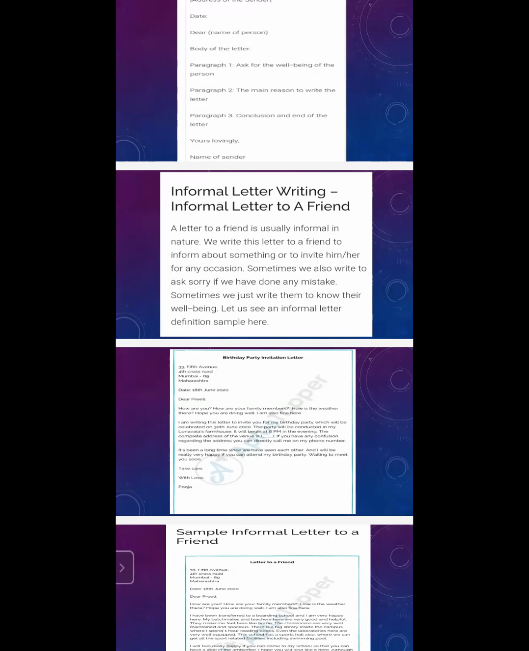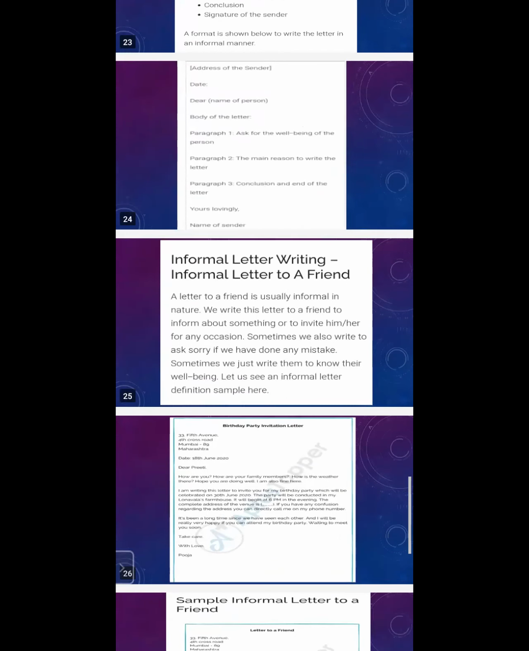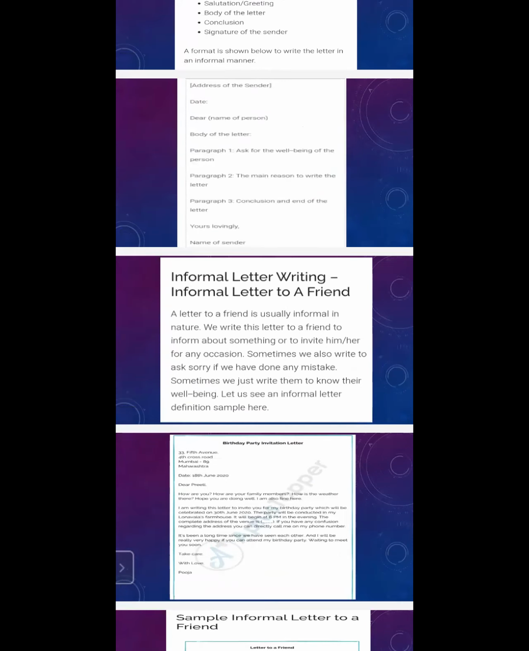So in the informal letter, there is the sender's address and date, and salutation. There will be no subject and no receiver's address. For the main body, again divide the letter into three paragraphs: ask for well-being, then the main reason, and then the conclusion. Then closing: yours lovingly.